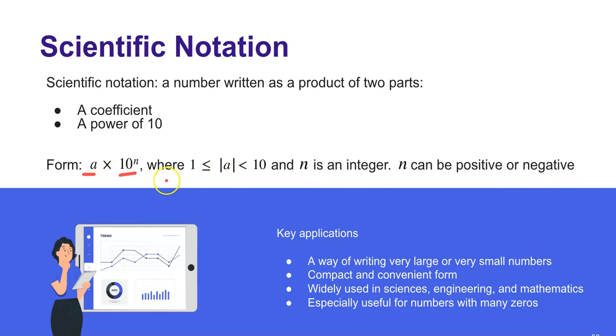Well, let's see, by definition, the absolute value of A is greater than or equal to 1. So it could be 1, 1.01, 1.0001, 1.5. So as long as it's greater than or equal to 1, and it has to be less than 10. So it can't be 10. It can be 9.9999, but it cannot be 10.